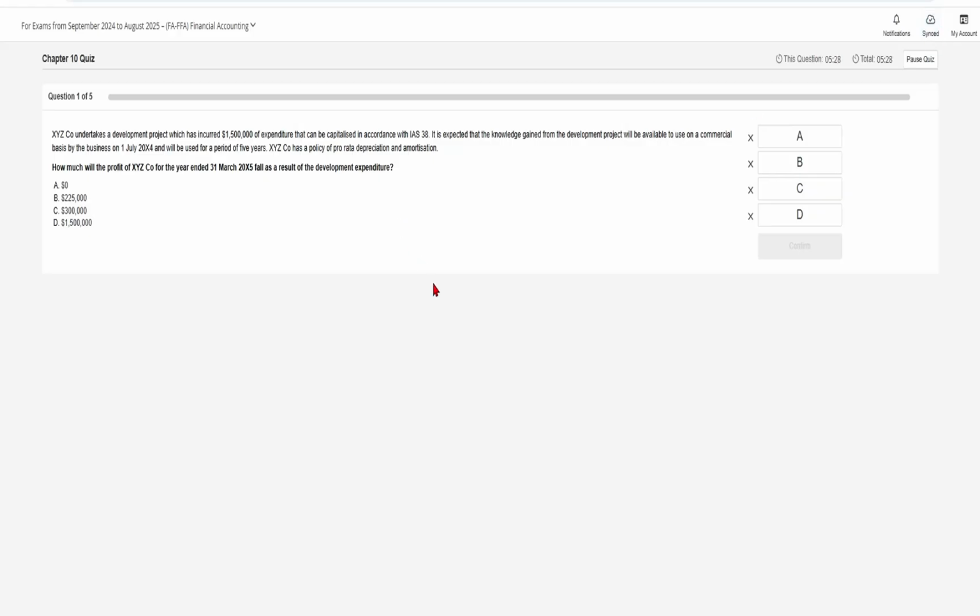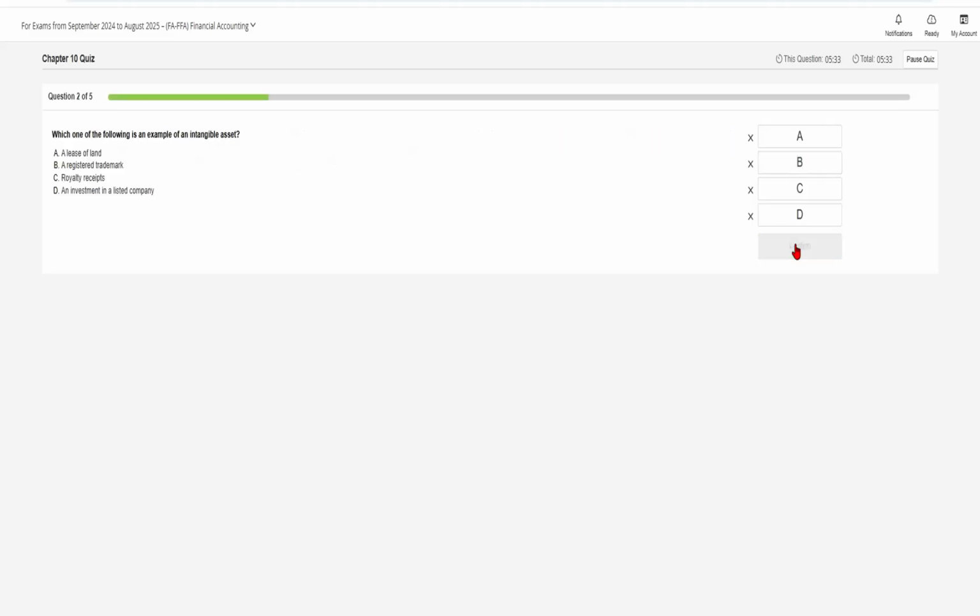Then next we have, B, right? Okay. Which one of the following is an example of an intangible asset? You must know the difference between tangible and intangible. Tangible is what we can see and touch, but intangible is what we cannot see. So our first one is a lease of land. This one is a tangible asset, and there is a separate accounting standard for it. So option A is incorrect.